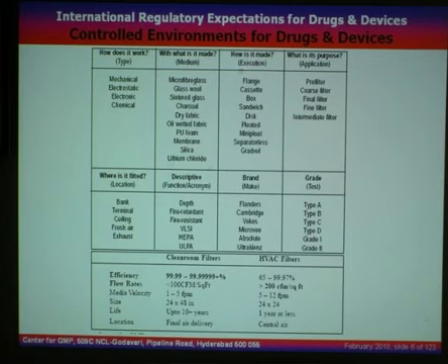To make things even more interesting, where is it fitted? The location. So a bank filter, or a terminal filter, or a ceiling filter, or a fresh air filter, or an exhaust filter.